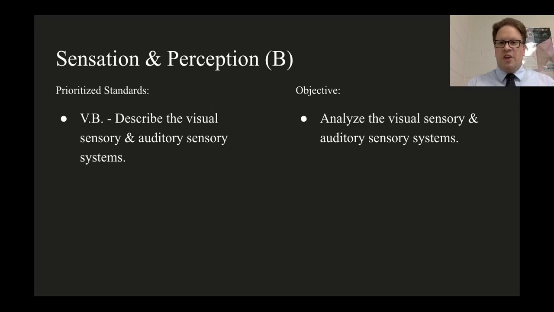All right, this is Sensation and Perception, Section B lecture. Our prioritized standard is going to be 5B, and objectively we're going to analyze the visual, sensory, and auditory sensory systems.